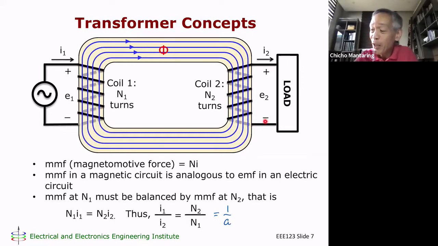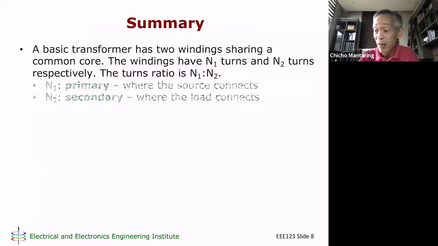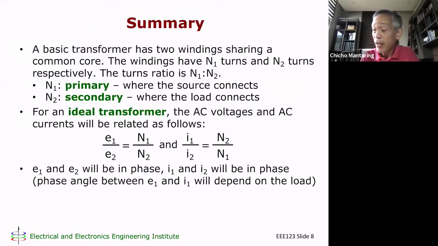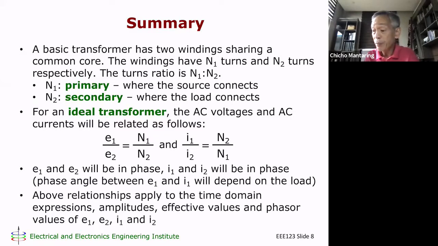So if the phase difference between E2 and I2 is 90 degrees, yun din yung magiging phase difference ng E1 at saka I1. Because E1 is in phase with E2 and I1 is in phase with I2. So kung ano man yung phase difference between E2 and I2, yun din yung phase difference between E1 and I1. So that's what it says here. The phase angle between E1 and I1 will depend on the load. So this I already mentioned.